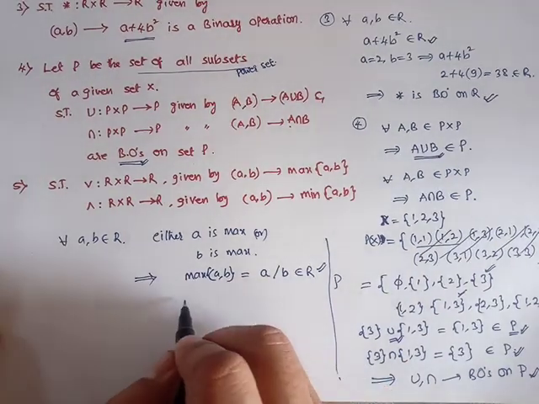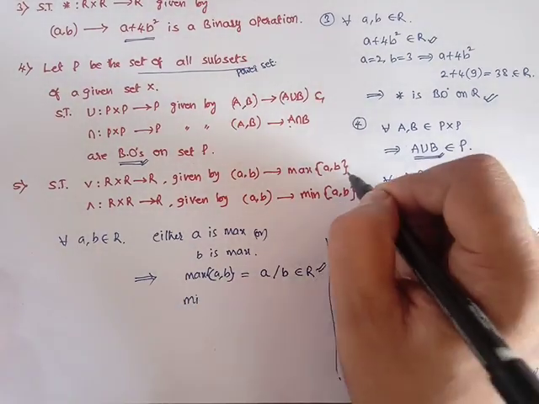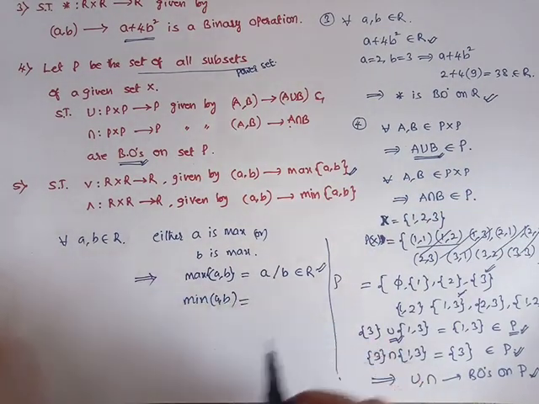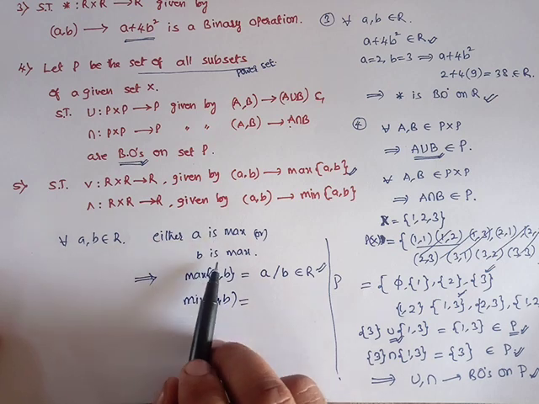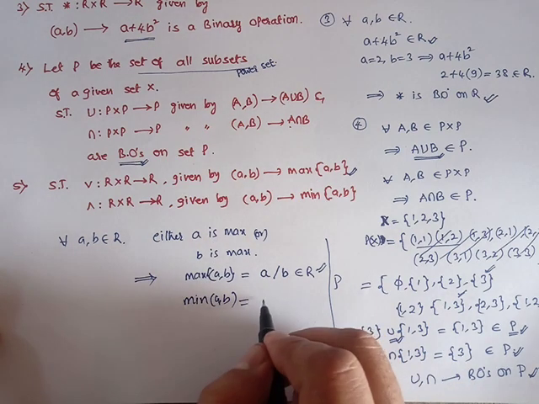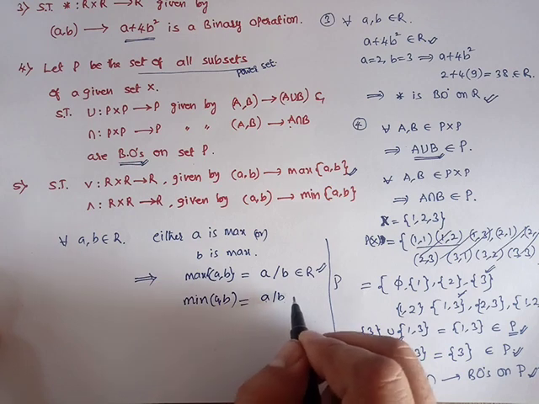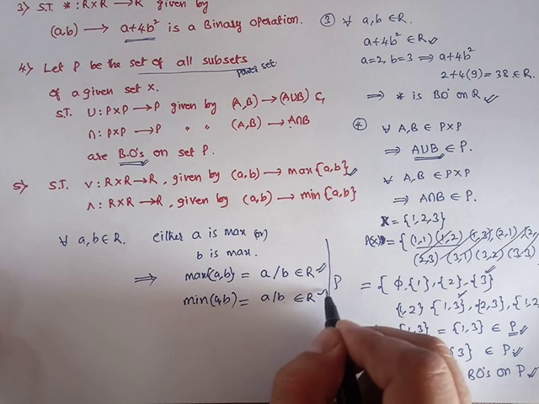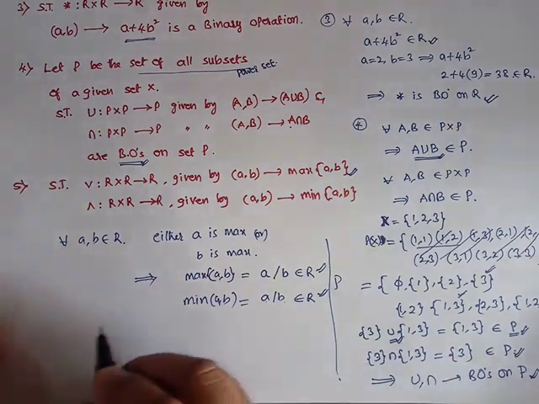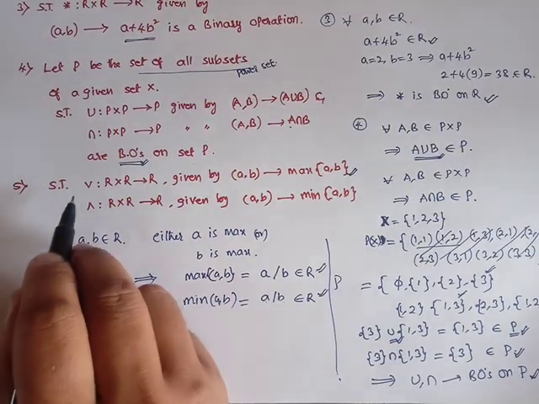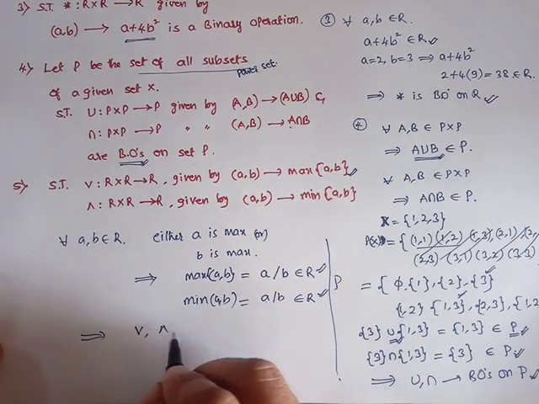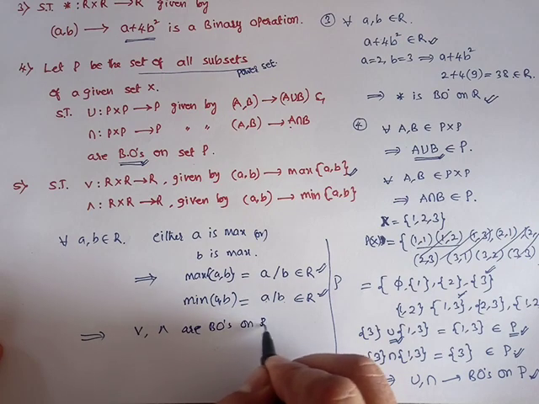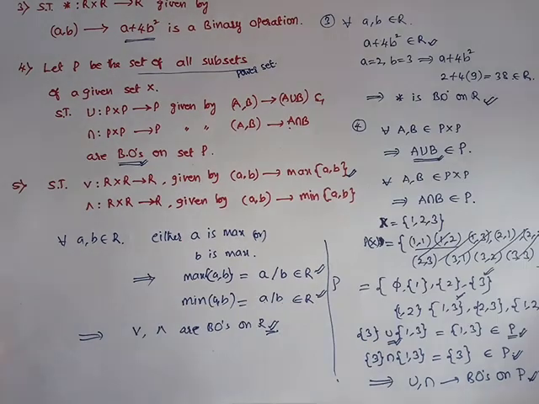Same way it holds for the first question, and the minimum of a comma b. One is maximum and the second one is going to be minimum. So in the same way, the minimum of a comma b is either a or b, and that also belongs to the real numbers. So this implies these two symbols are binary operations on the set R.